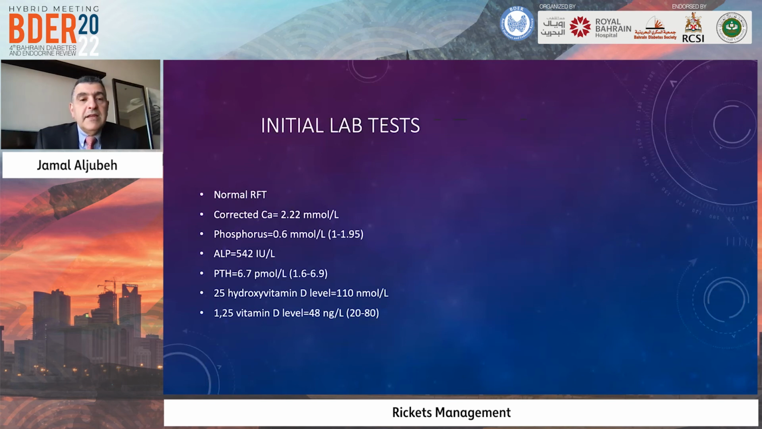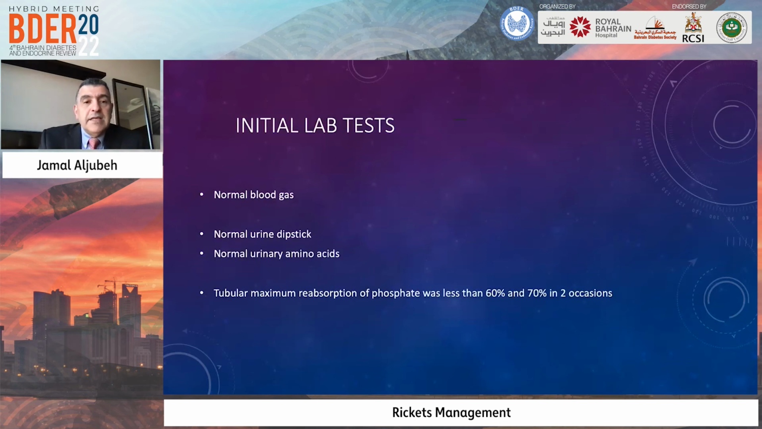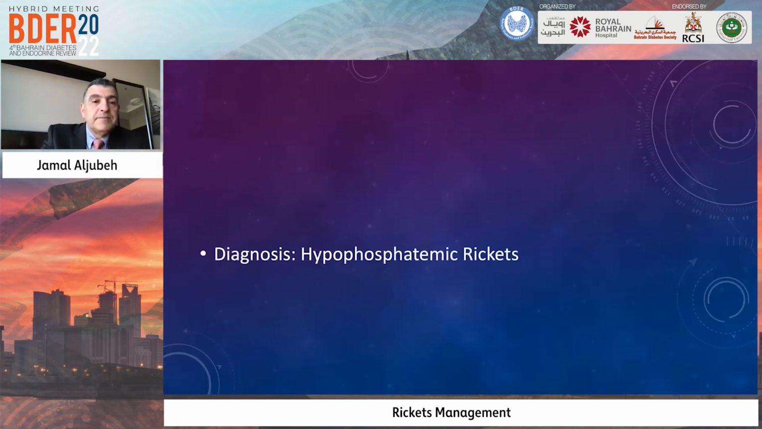So the labs showed normal renal function, corrected calcium was normal, phosphorus was very low. Alkaline phosphatase elevation was mild, 542. And again, this is typical of the phosphopenic rickets where ALK-phos is not very high. PTH was normal, 25-hydroxyvitamin D was normal, and 1,25-dihydroxyvitamin D was also normal. Blood gas was normal, urine dipstick to rule out Fanconi was negative, normal urinary amino acids, and tubular maximum reabsorption of phosphate was decreased. So there was decreased phosphate reabsorption on 2 occasions.